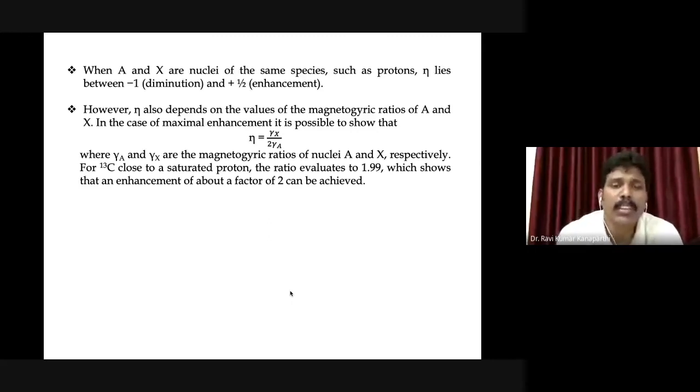The NOE basically depends upon the gyromagnetic ratio of the nuclei we are dealing with, and the relation is this: eta is equal to gamma X by 2 gamma A naught. That is the relation between the enhancement factor and the gyromagnetic ratios.